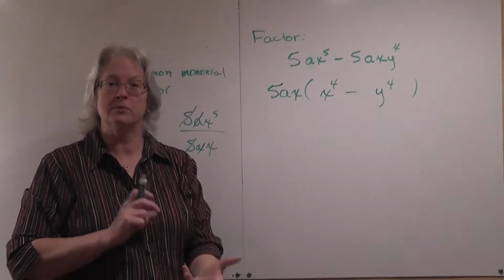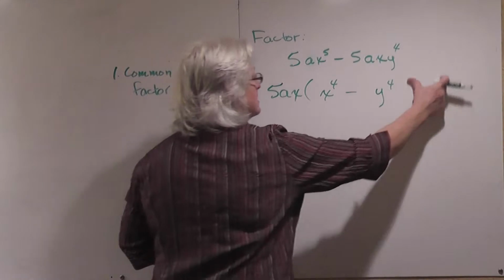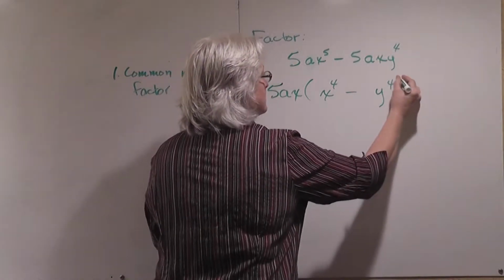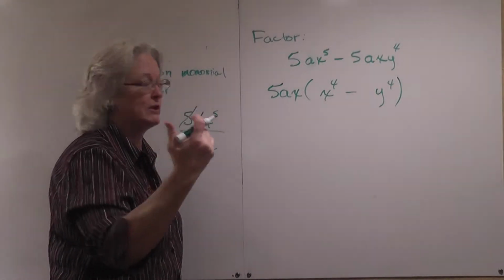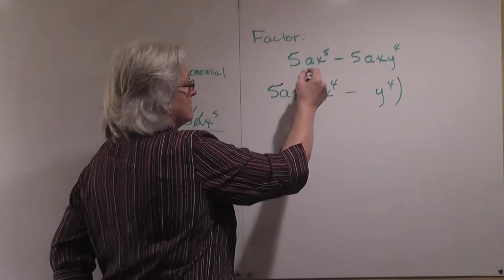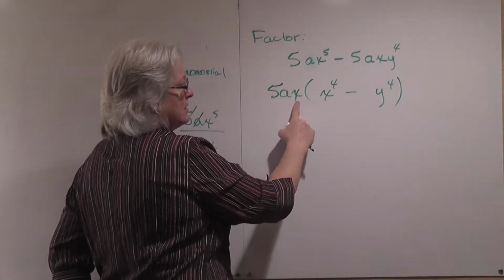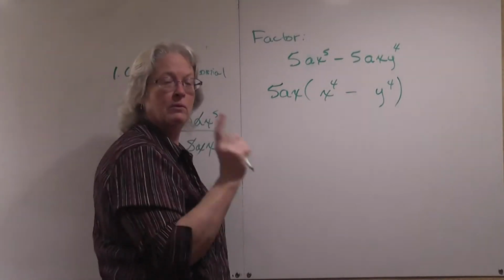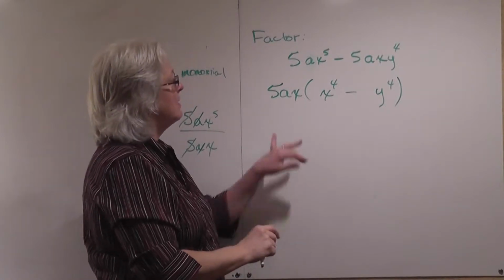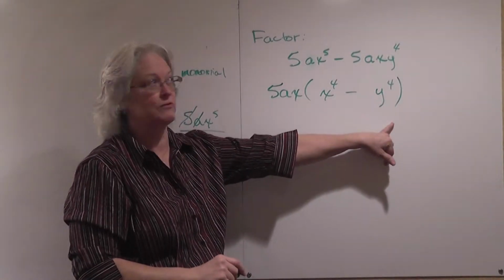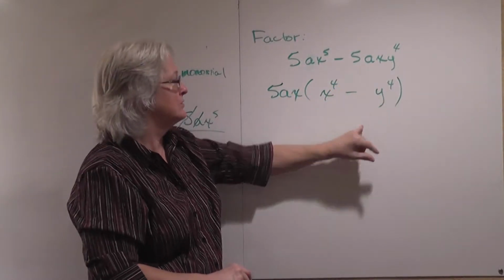And you should be learning to automatically check yourself when you factor expressions. Okay, I've written this. My next thought in my head is going to be, let me distribute back and make sure that I've done this correctly. What is 5ax times x to the 4th? We add the exponents, gives us 5ax to the 5th. Obviously 5ax times the negative y to the 4th gives us the negative 5axy to the 4th.